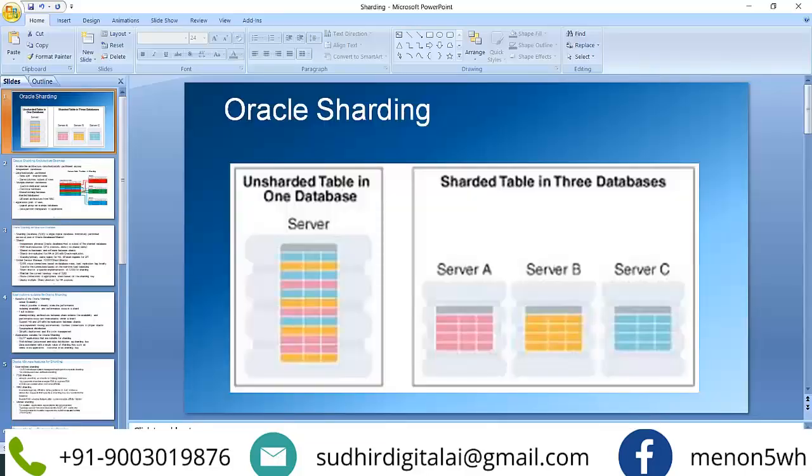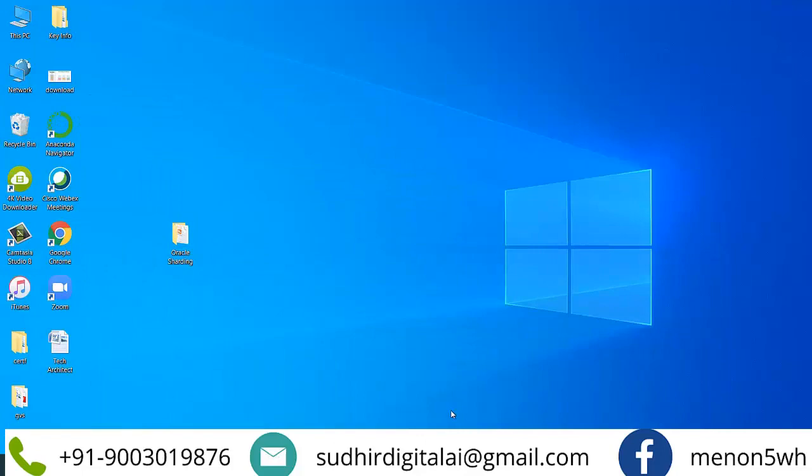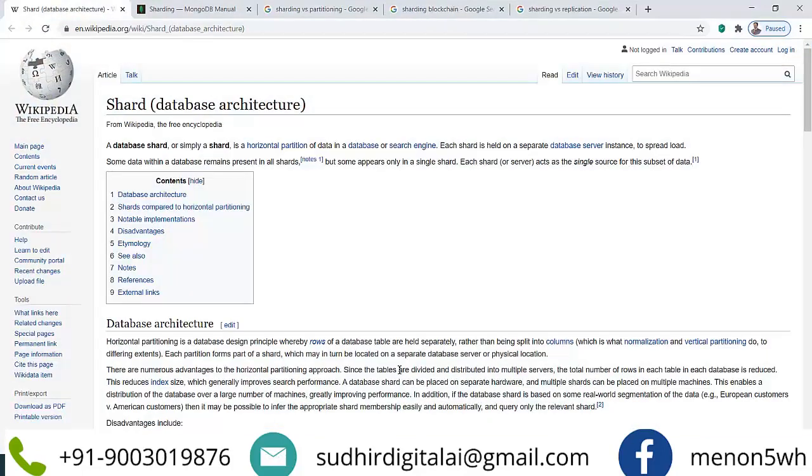Okay. Now going back, as I always do in a session, is to really look at Wikipedia, what it talks about, because that gives you a generic view. So we always encourage the learning should be very generic and the implementation can be very specific, right? So what does Wikipedia say about a shard or a database architecture? A database shard, or simply a shard, is a horizontal partition of data in a database or a search engine. Each shard is held on a separate database server instance to spread load.